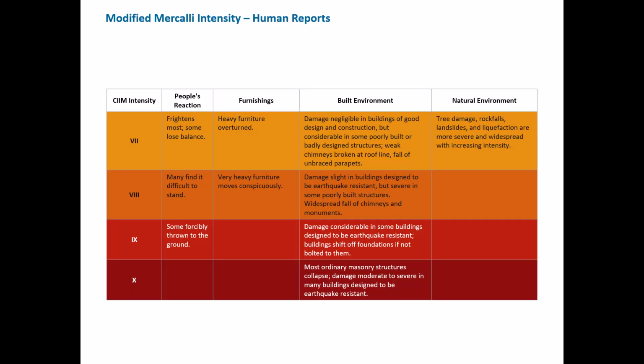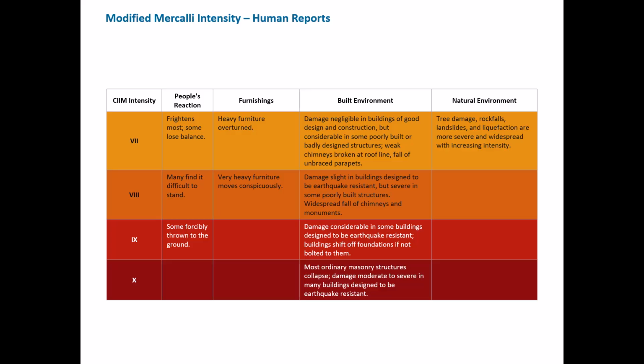Okay, now we go from bad to worse because we're still on the modified Mercalli intensity scale, and we have intensity 7. People are getting really frightened. Some are losing their balance, may trip or so forth. Heavy furniture overturned, that's not good. Now, if the building is built to the latest seismic codes, it's probably going to be okay, but if it's an older building or poorly built, then it may start to have some damage there. And again, chimneys breaking at the roof lines and so forth. And more tree damage and rock falls, liquefaction becoming more severe.